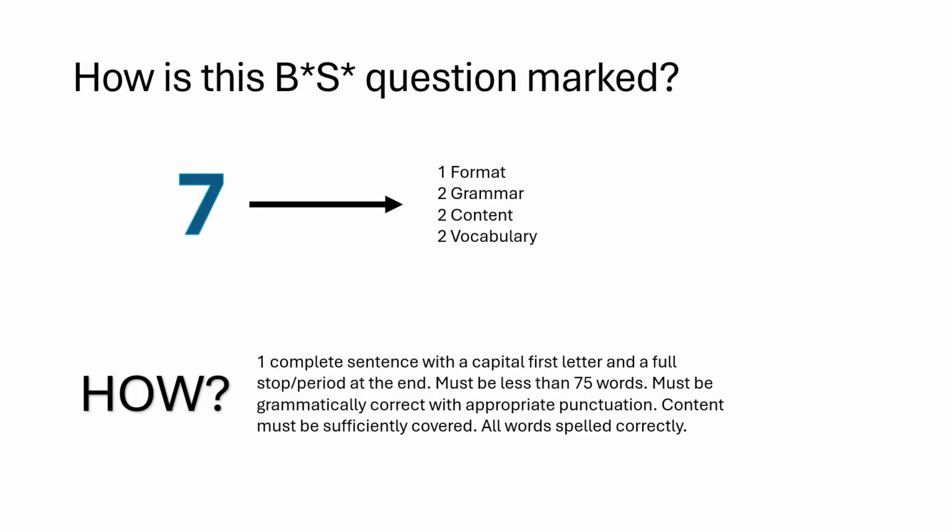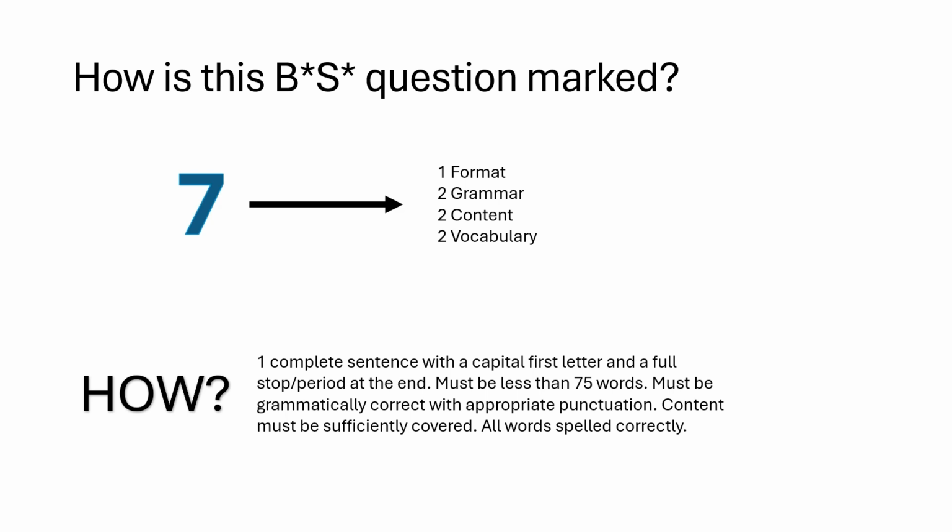Now you need to know how you're going to be assessed. It's clearly a nonsense question, and your true English proficiency isn't being tested, but we still want full marks, don't we? Your aim is to get a total of 7 marks. How would you get these marks? 1 mark from your format, which is a single sentence under 75 words, starting with a capital letter and ending with a full stop. 2 marks for grammar, 2 marks for content, and 2 marks for vocabulary.